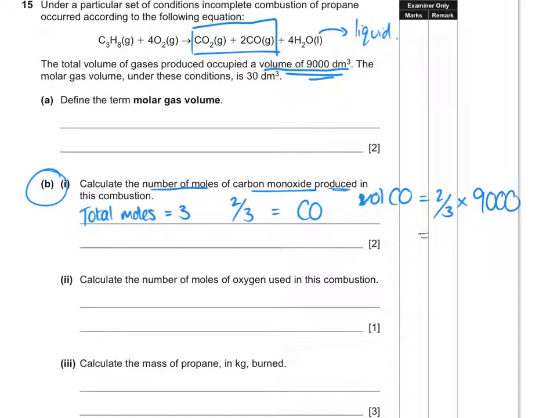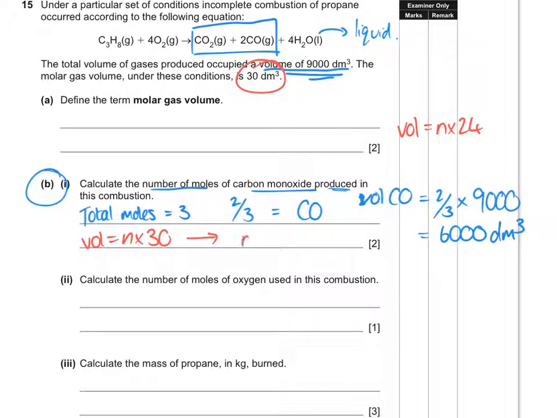And that's applying Gay-Lussac's law, that your carbon dioxide and your carbon monoxide are occupying the same volume per mole. So 2/3 of 9,000 is 6,000 decimeters cubed. We then need to apply our molar gas volume equation. We're used to putting it in as volume is n times 24, but we've been told in the question that the molar gas volume is 30 decimeters cubed. So my equation is now volume equals n times 30 rather than n times 24.